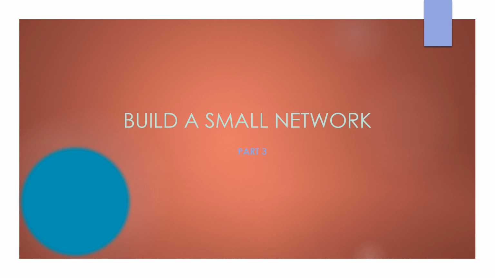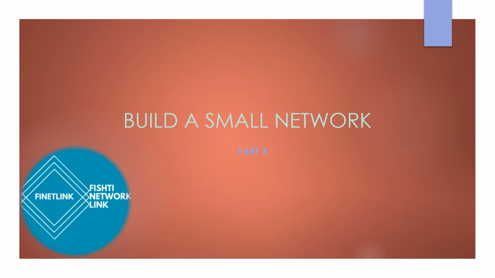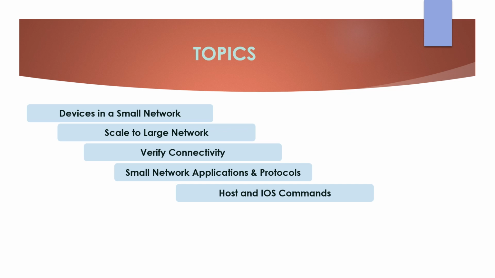Now we are at the third part of Build a Small Network, and with this material we are ending all the information about the introduction to network. Let's mention once again that the objective of this material is to implement a network design for a small network to include a router, switch, and end devices.